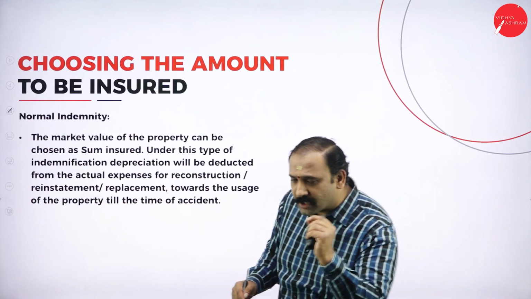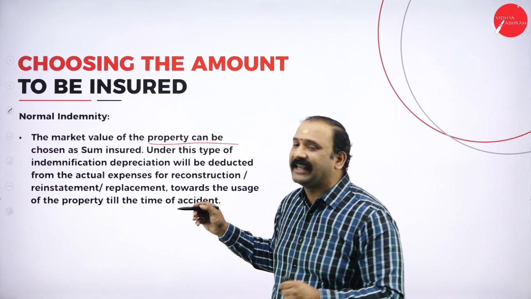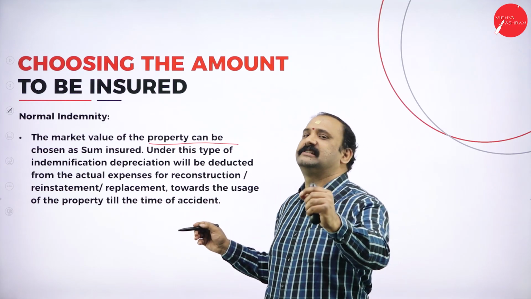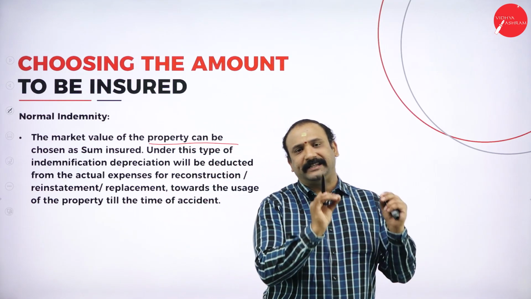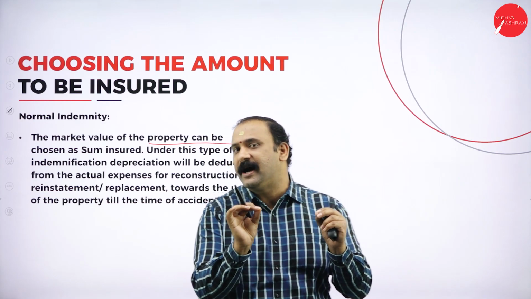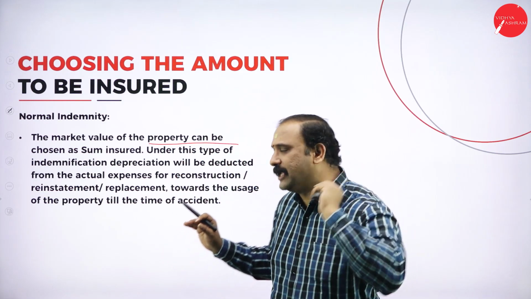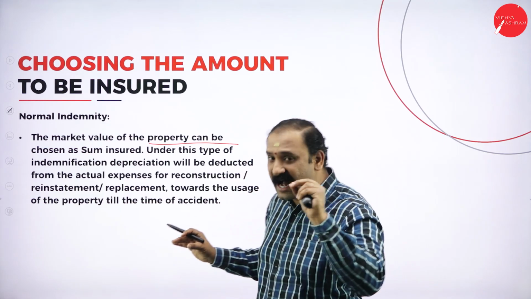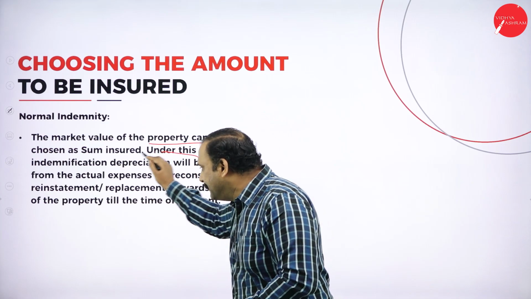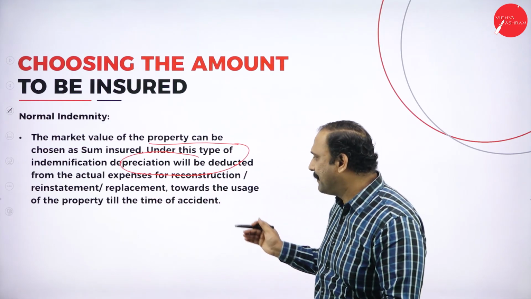One, the normal indemnity, which means the market value of the property can be chosen as the sum insured. Now, I know that this is the value of the property as per the trend going in the market. So, I will just go ahead and take the market value of the property as the sum insured. So, no need to worry. Under this process, indemnification, depreciation will be deducted. The deduction part will happen.